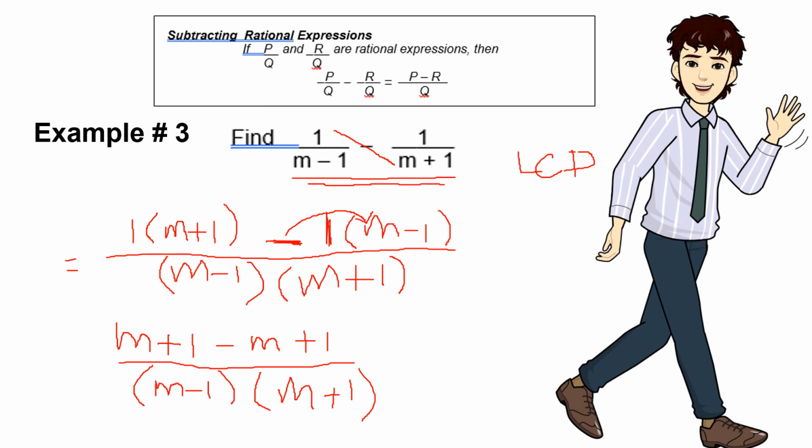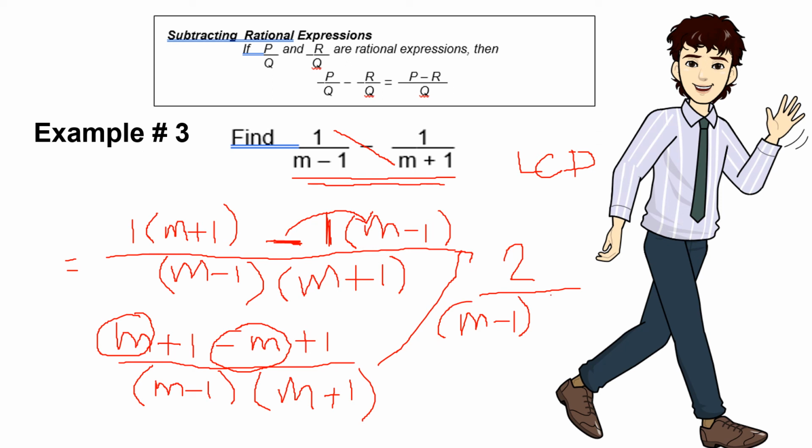So, simplify na natin yung numerator natin. So, we have m minus m. So, the answer is 0m. Okay, so hindi na natin susulat ang 0. Next, 1 plus 1. Yung sagot doon ay 2. All over our m minus 1 and m plus 1. Okay, so this serves as our answer.